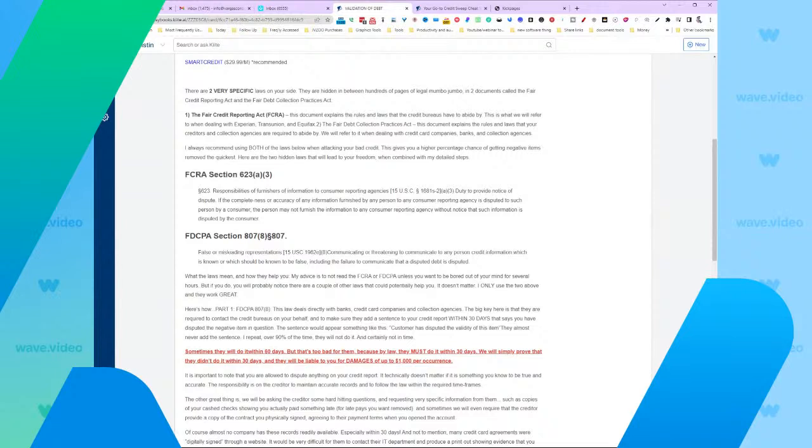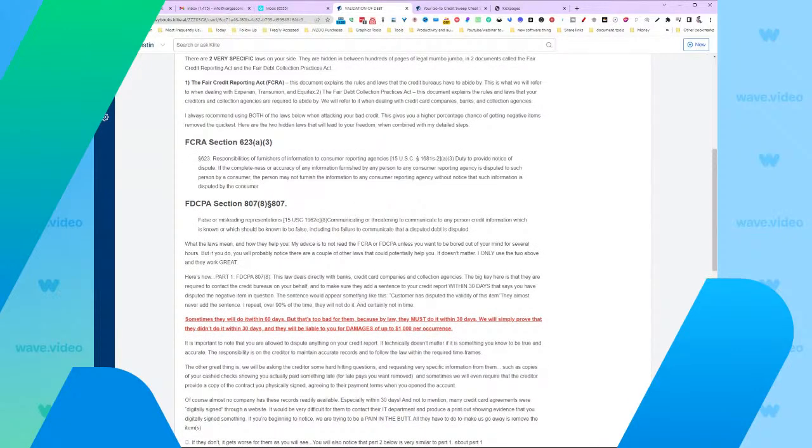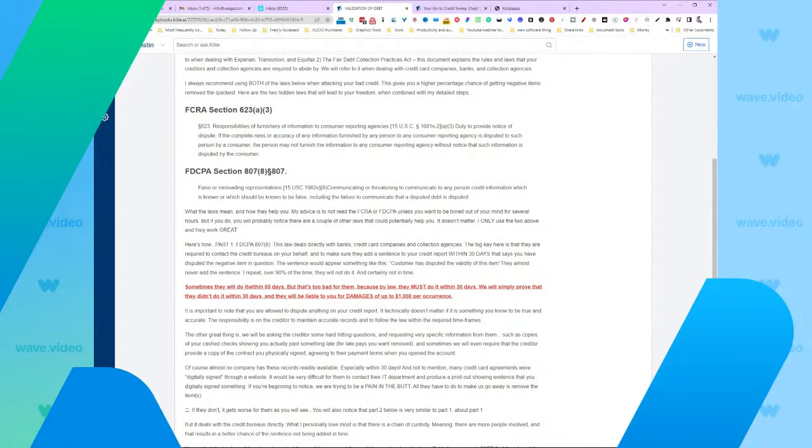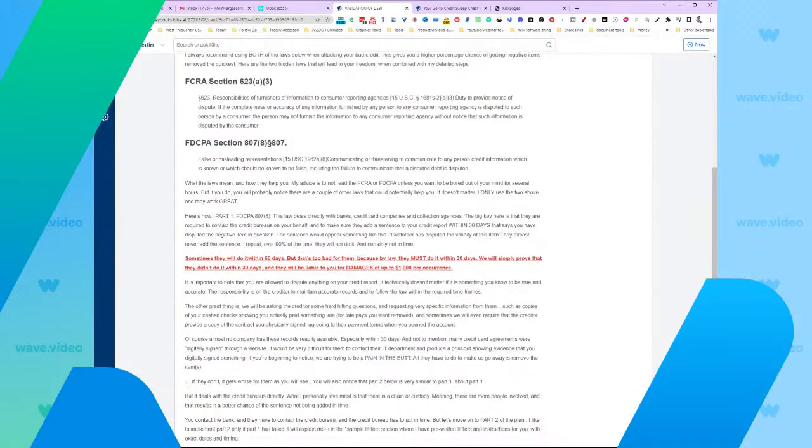Okay, so the FCRA, this is a document that explains the rules and the laws that the credit bureaus have to abide by, and this is what we refer to when we're dealing with Experian, TransUnion, and Equifax. And the FDCPA, this is the Fair Debt Collection Practices Act. This document explains the rules and laws that your creditors and collectors are required to abide by. Okay, so this is definitely something that I would recommend for you to go through, but I've taken all the heavy lifting out of this and put it into just a very simple way to access.